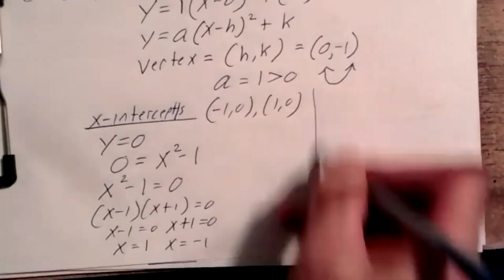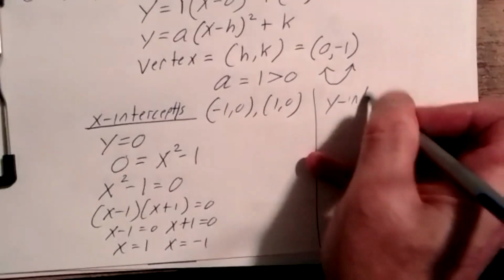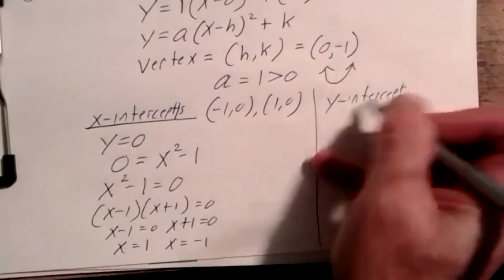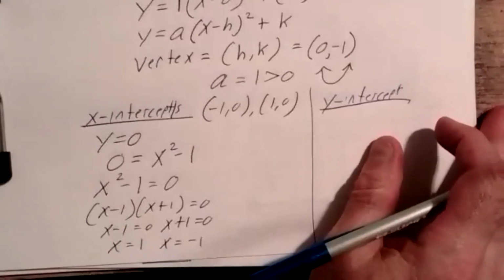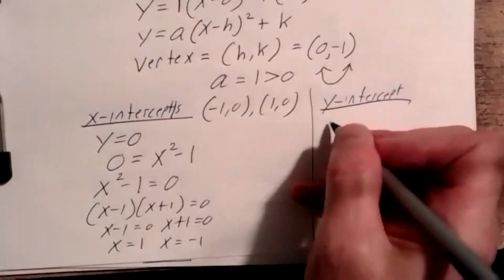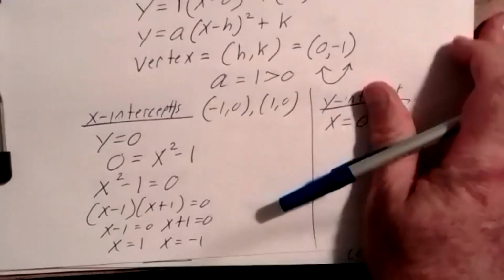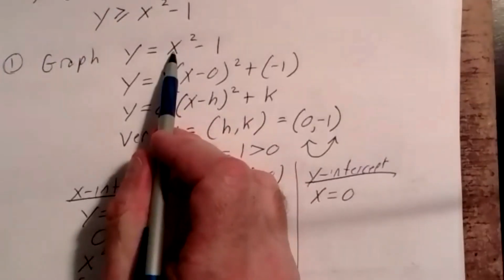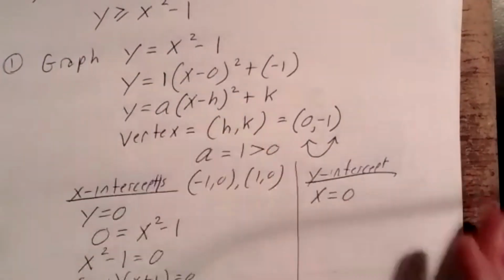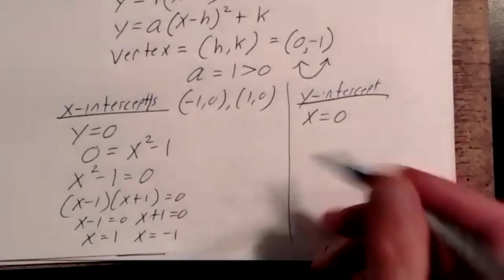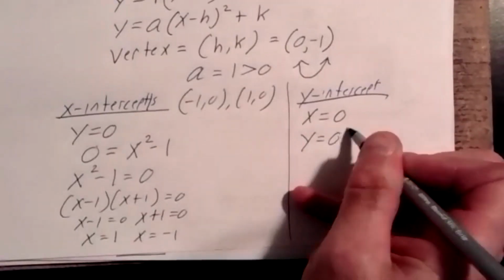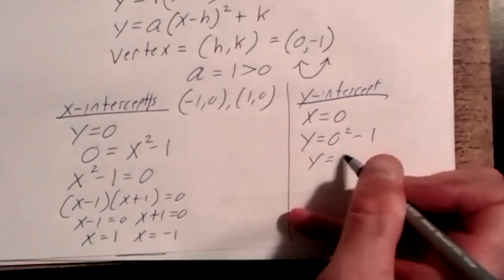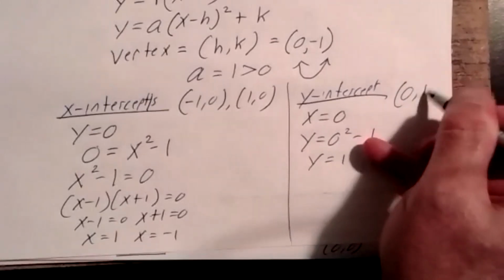Now find the y-intercept. What do I set equal to 0? Set x equals 0. Take 0, substitute in for x, and then solve for y. Hence, our equation is going to be y equals 0 squared minus 1. y is equal to negative 1. Your y-intercept is 0, negative 1.